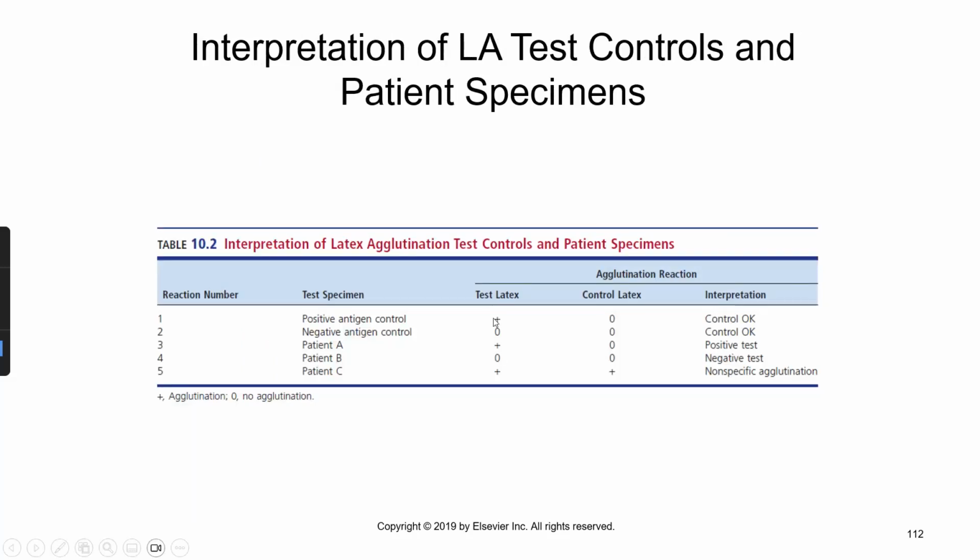If the test latex is positive and the control latex is negative, the control is okay. For the negative antigen control, they should both be negative. That means it's okay. Patient A is positive for the test latex and negative for the control latex, so that's positive. Patient B has negative and negative, which means it's a negative test. Patient C turned positive for both, so that means there's nonspecific agglutination happening.